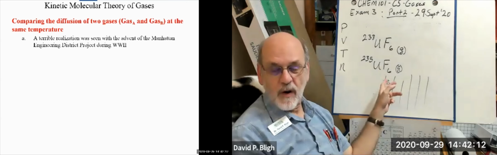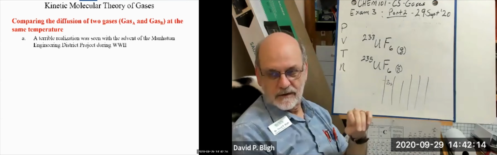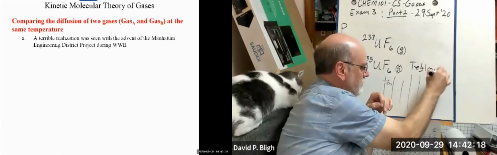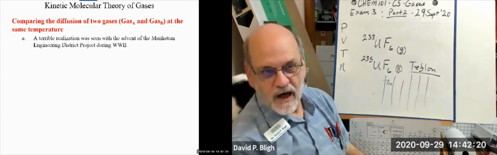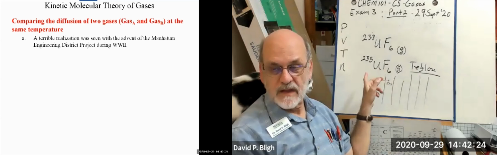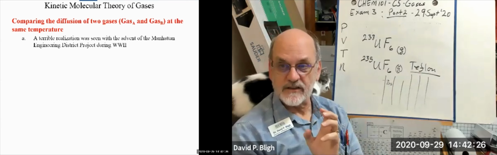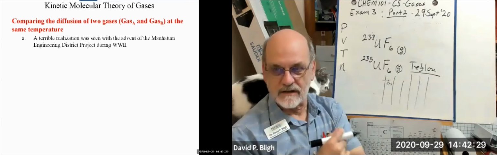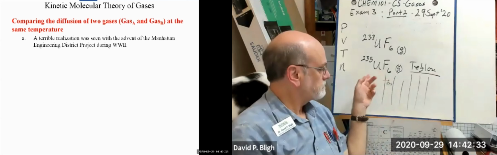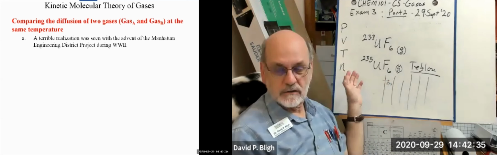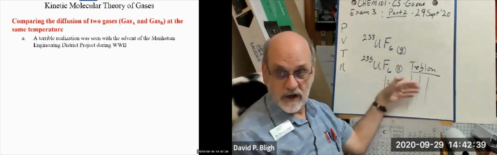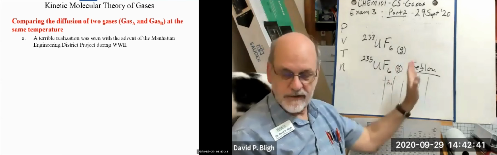Fortunately, at this time, DuPont had come up with a new material called Teflon. Teflon is resistant to this type of corrosion. So all they had to do was fabricate the Teflon in such a way that it has tiny pores in it, very small pores. And then under pressure, the 235 would be steadily enriched through every stage of the filtration.